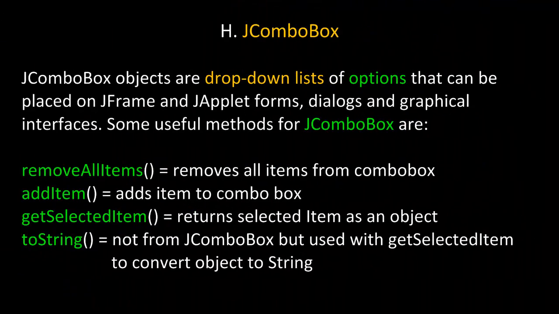The next Swing component we're going to take a look at is the JComboBox. JComboBox objects are drop-down lists of options that can be placed on a JFrame and JApplet form, dialogues, and graphical interfaces. Some useful methods for JComboBox are removeAllItems, which removes all items from the combo box list, addItem, which adds an item to the combo box, getSelectedItem, which returns the selected item as an object, which you can then convert to a string, and then toString, which is not from JComboBox, but used with getSelectedItem to convert the object to a string.